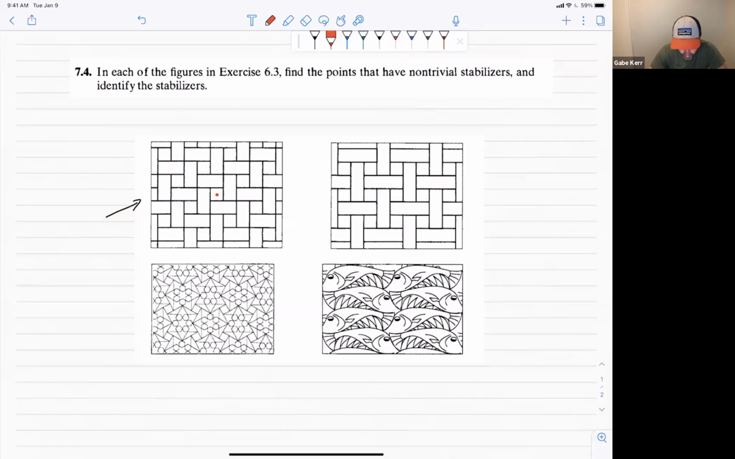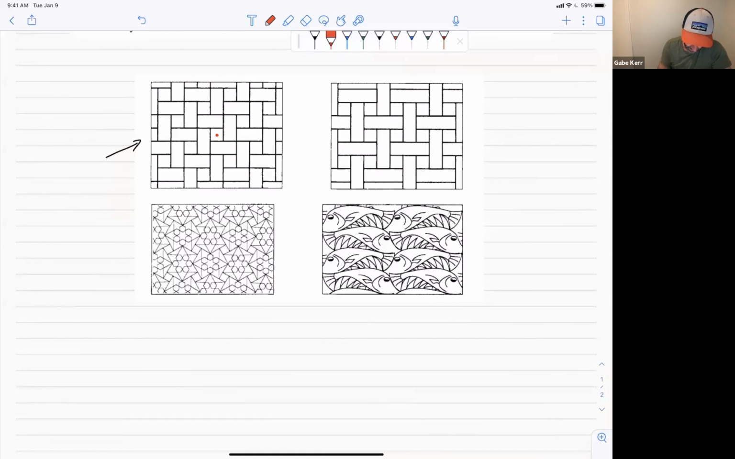Not sure if it's the only one or not. Anyway, let's look at this one for the moment. So for this point, if I call this stabilizer G sub S for the red point, what do you want to say this is?